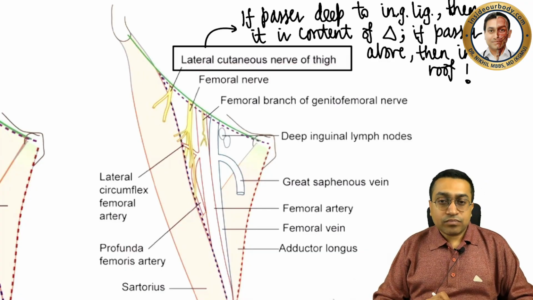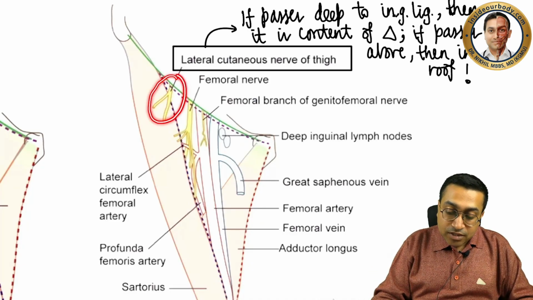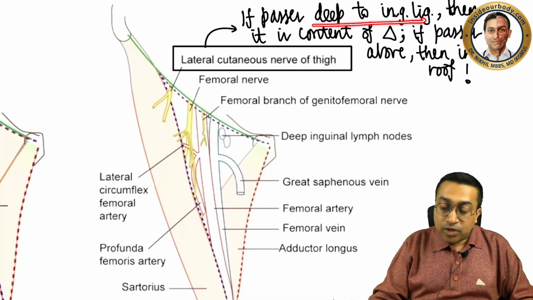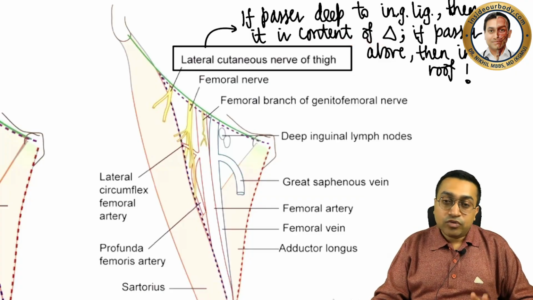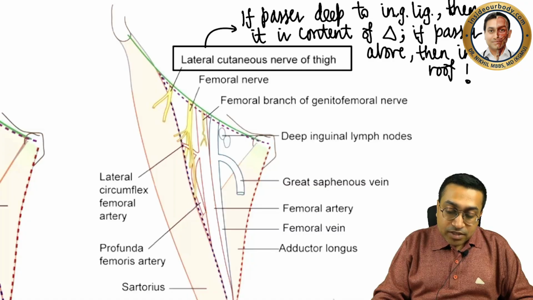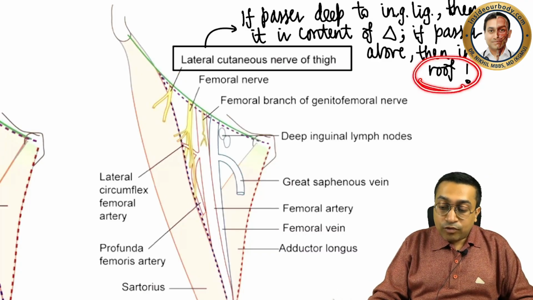Then there is another nerve which you can see here, the lateral cutaneous nerve of thigh, okay. This nerve can actually have some variation. If it passes deep to the inguinal ligament, then it becomes a content of the femoral triangle. On dissections you can find this. This was the inguinal ligament, so if it passes deep as in this photograph, it is a content.